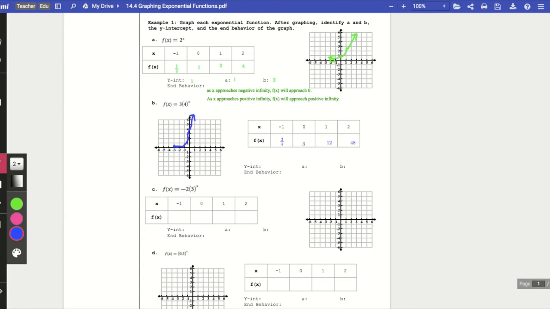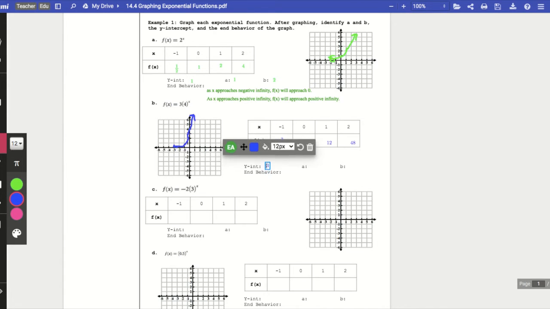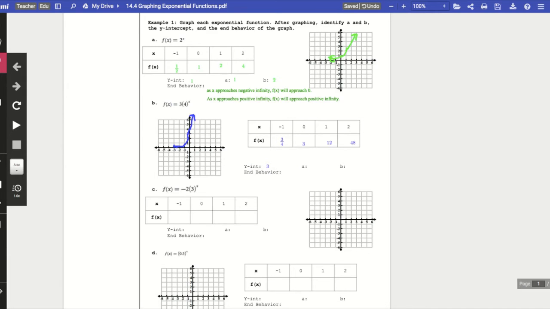So then now we have to start describing the y-intercept and the end behavior. All right, so the y-intercept is, it's kind of wobbly there, but it's 3. If I look at the table, it does a better job at identifying the y-intercept. The a value is also 3. It's the number in front of the equation.